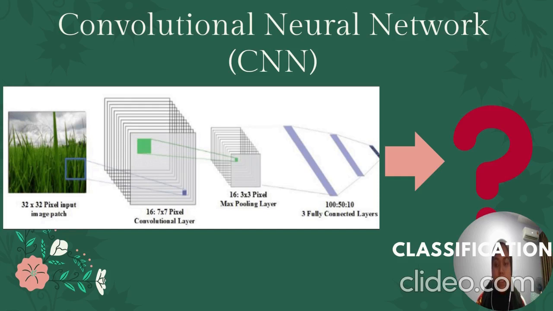As we can see, this is the architecture of CNN. The image of the rice plant will pass through three layers, which are the convolutional layer, max pooling layer, and fully connected layers. And then after processing, it will connect with the connected layer and give the classification of the disease of the rice.